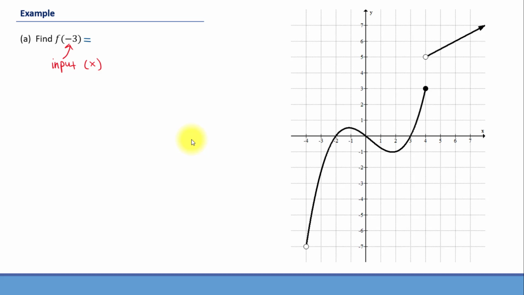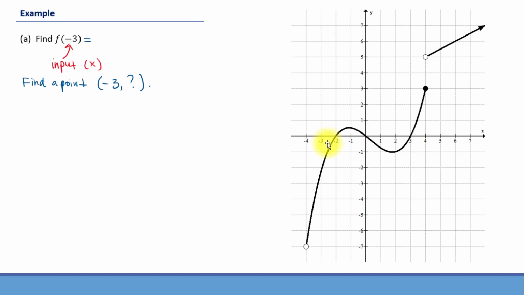So to better understand what to do, we need to rephrase this question. To find f of negative 3 using the graph, we need to find a point on the graph that has x-coordinate negative 3. And the question is, what's going to be the y-coordinate of this point?